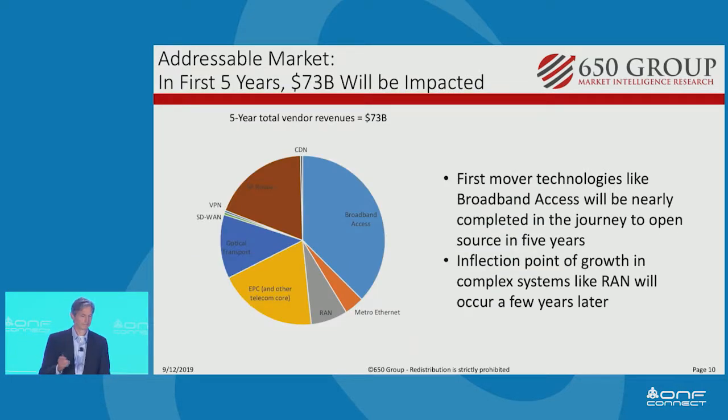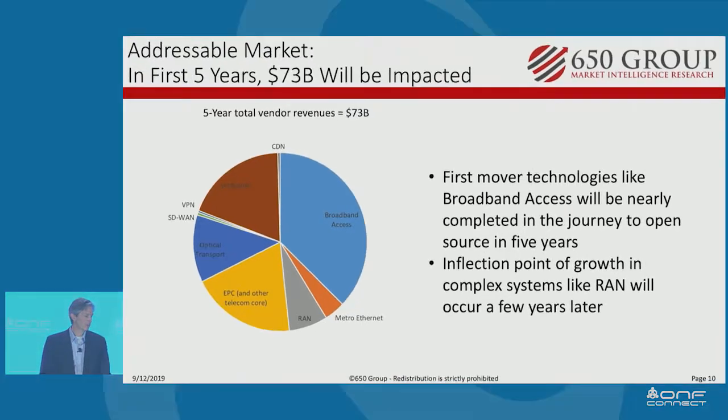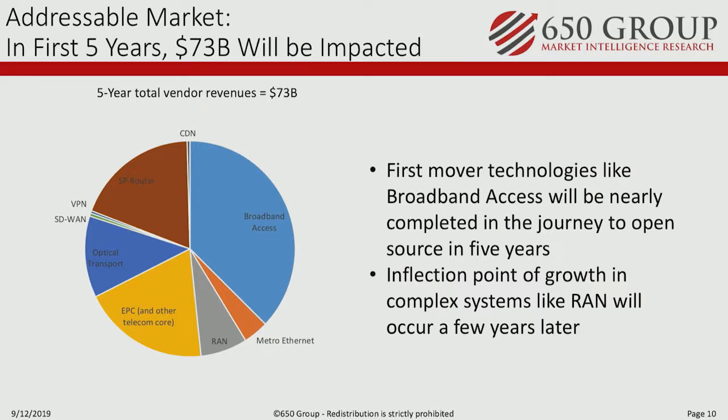Second to the last slide. So we added up the first 5 years impact of that $490 billion, and what we are expecting is that in the first 5 years, about $73 billion of capital spending will be impacted by open source and open hardware. And broadband access is likely to be the first of these, and we're expecting radio access network to be quite a few years down the line. You can see the gray pizza slice here is one of the smaller ones, even though it is one of the larger opportunities. I think it'll happen a bit more in the future.